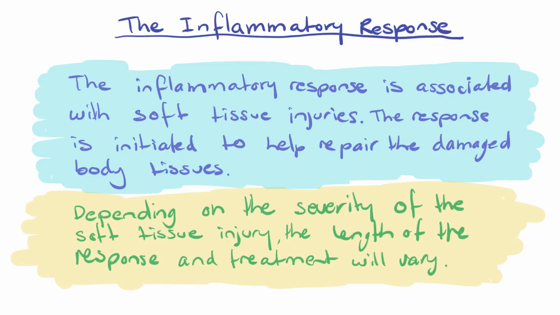So we start by having a look at the inflammatory response, and what is it? It's basically a response from the body that is associated with soft tissue injuries, and the response is initiated to help repair the damage of body tissues. It's basically the body's initial response to injury because it's trying to stop any further injury from happening, and what that looks like will be a little bit different for each person, and obviously depending on the type of injury that you have sustained. Now, as soon as that inflammatory response begins, that's your body's way of saying it has started to try and heal itself.